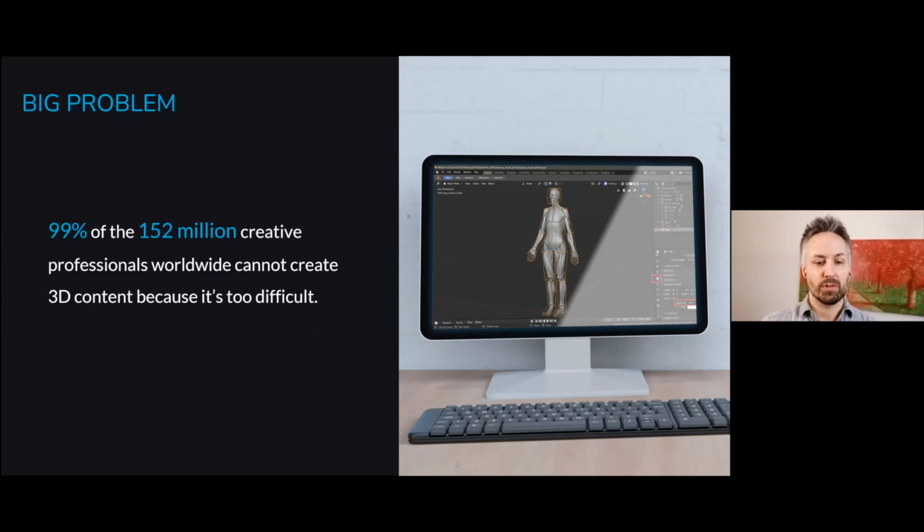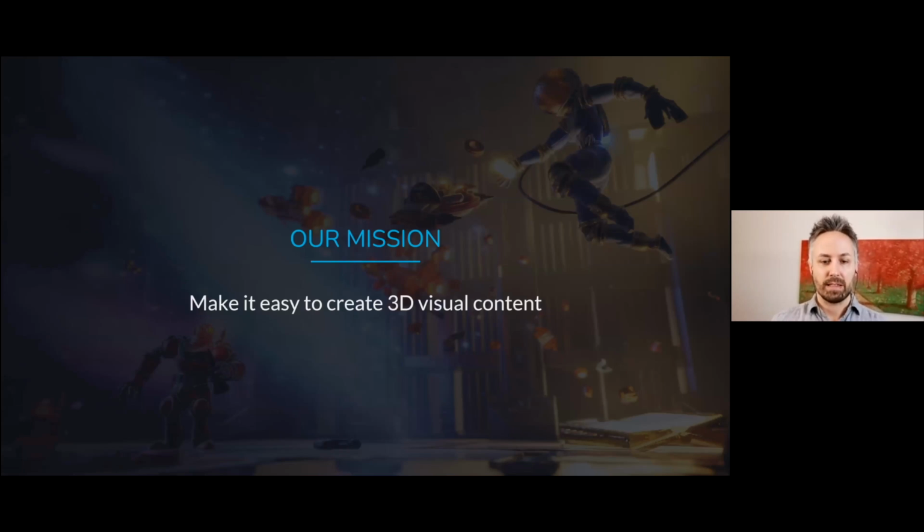Creative professionals worldwide cannot create 3D content because it's too difficult. To put that in perspective, when I say they can't create it, I mean they literally can't even draw a circle in 3D, let alone the complex, elaborate content that the world is asking for. Our company has a singular mission: to make it easy to create 3D visual content. By having a simple, clear mission, it's much easier to communicate, and the rest of the team can know essentially where they need to go at all times.